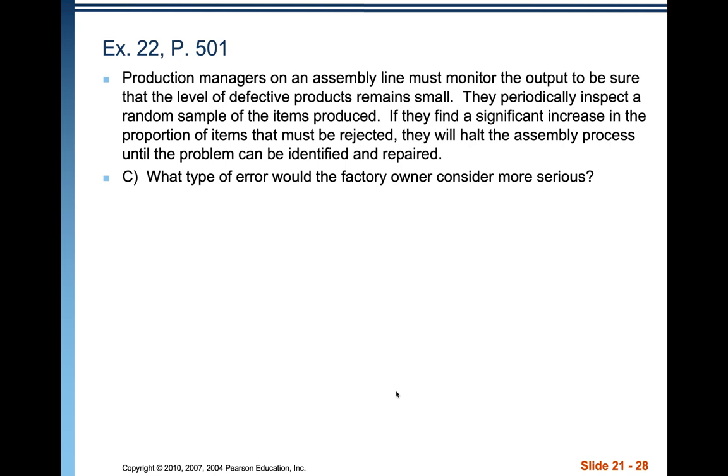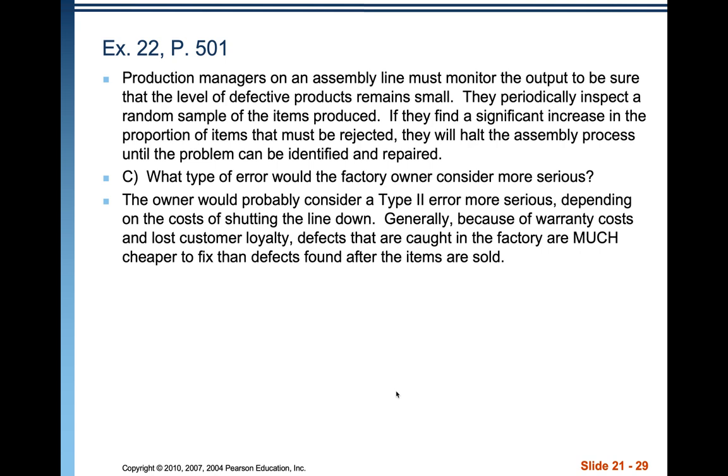So what type of error would the factory owner consider more serious? Well, the owner would probably consider a type 2 error more serious, depending on the cost of shutting the line down. Generally, because of warranty cost and lost customer loyalty, defects that are caught in the factory are much cheaper to fix than defects found after items are sold.